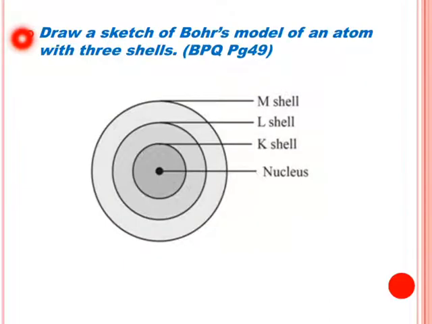So students, let us see one question based on Bohr's model of an atom: draw a sketch of Bohr's model of an atom with 3 shells only. And this question is given as a blueprint question in this chapter on page number 49. So you have to draw one nucleus in the center, and around the nucleus you have to draw one K shell, second L shell and third M shell. So you have to draw only 3 shells around this nucleus.